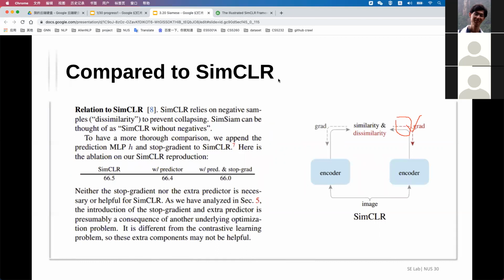And then compared to SimCLR, it's not very easy to compare, because SimCLR uses negative samples. It compares the dissimilarity of the samples. So he just said it's different from the contrastive learning problem, so he just didn't compare with it.